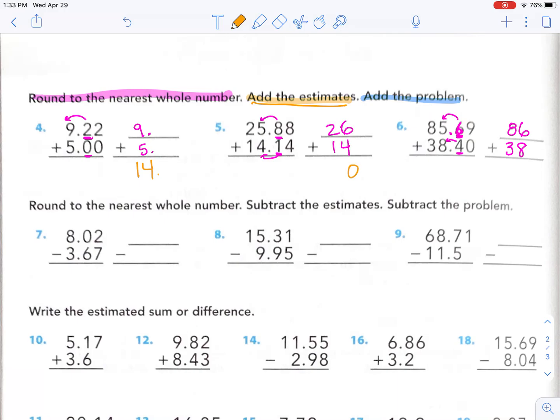26 and 4 is 0. Carry the 1. 2, 3, 4. 26 and 14 is about 40. Okay, 8 and 6, 14. Carry the 1. 8, 9, 10, 11, 12. Awesome. We did step 2.